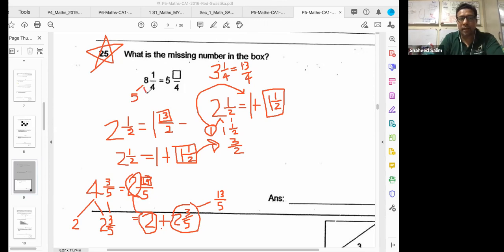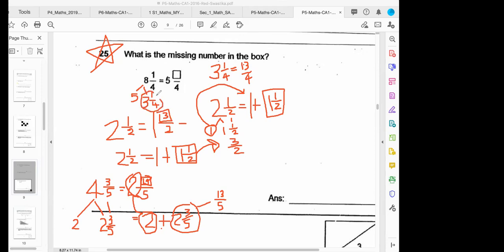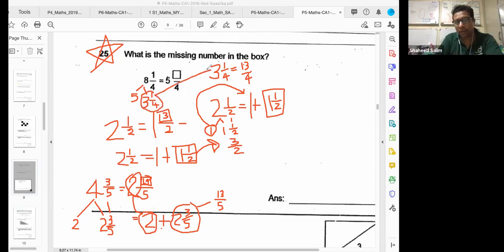So 5 plus what equals to 8? 5 plus 3. But don't forget the quarter here. So can you see it's actually the same thing? It's similar. I'm now going to put it down here, then I'm going to change. You've got to get 13 here.